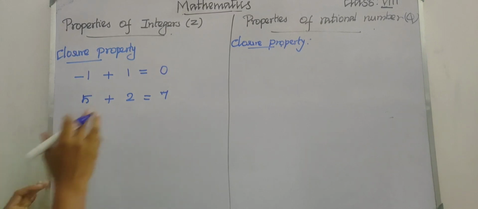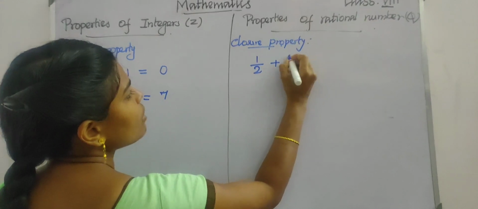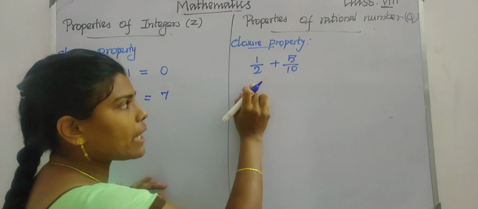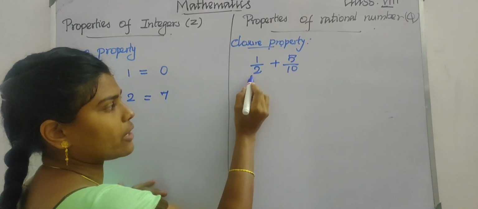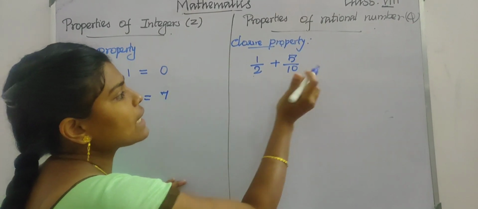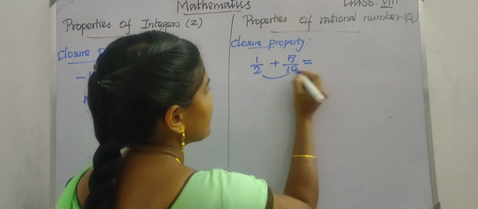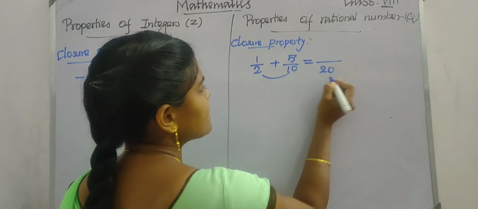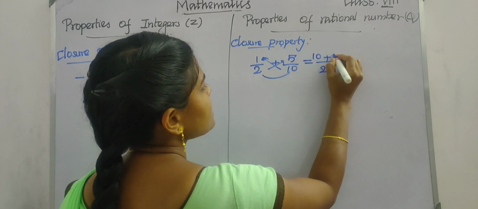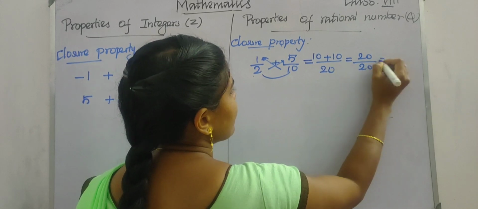Simply, if I am talking about rational numbers, 1 upon 2 plus 5 upon 10. What will you do? It is a rational number, right? It is in the form of p by q, where q is not equal to 0. Here q is 2, so it is a rational number. And 5 upon 10 is also in the form of p upon q. So we can add these two rational numbers. What will you get? 2 tens are 20. Now cross multiply. 1 times 10 is 10, plus 2 fives are 10.